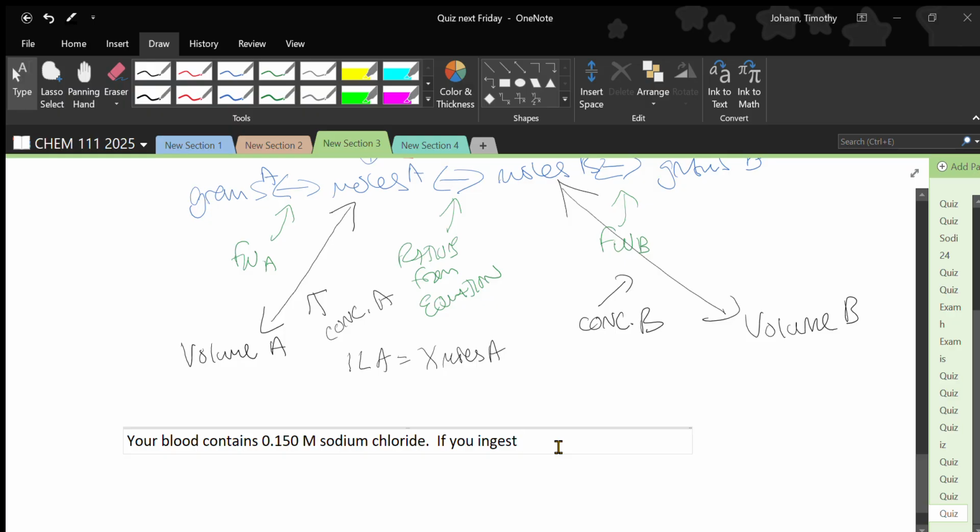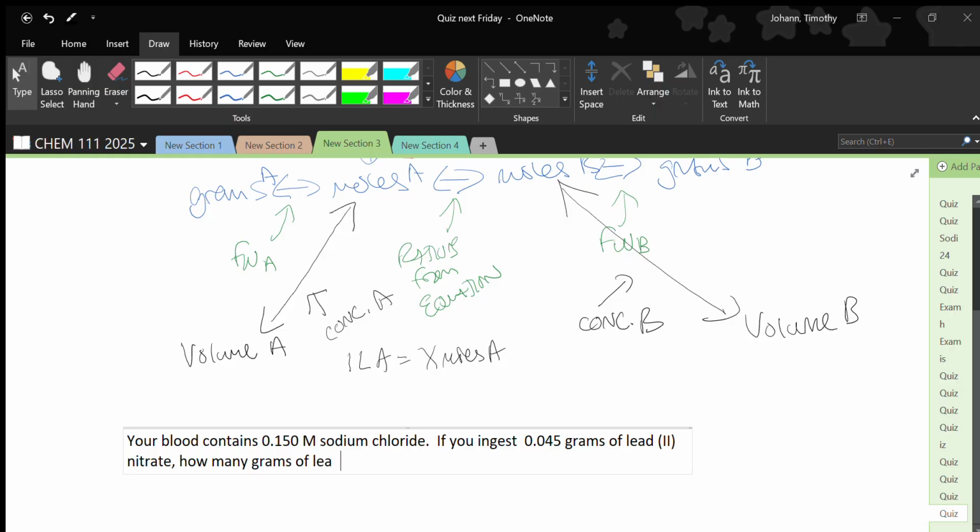Actually, let's go to grams with this. So we will go with lead. If you ingest 45, let's not make it that much lead. That would really kill you. Let's do 0.0045 grams of lead nitrate, lead 2 nitrate. How many grams of lead chloride are produced? Lead 2 chloride.